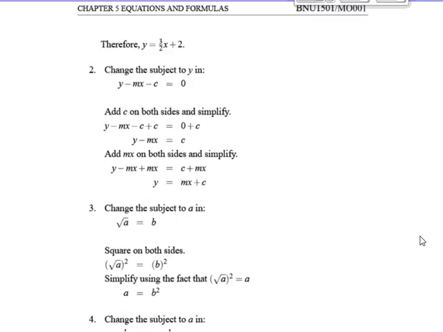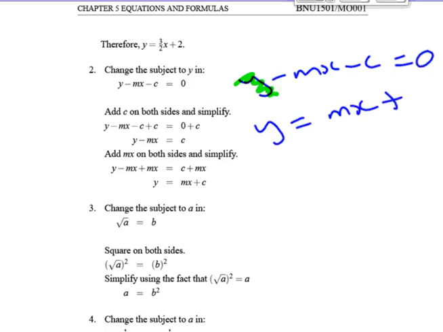Okay. If we look at number 2, y equals minus mx. No, that is absolutely not what's written there. It is y minus mx minus c equals 0. And they want me to make y the subject of this equation. Okay, that's fine. I want to make y by itself. This one's actually a really easy one, because all I have to do here is say y equals mx becomes positive, the c becomes positive.